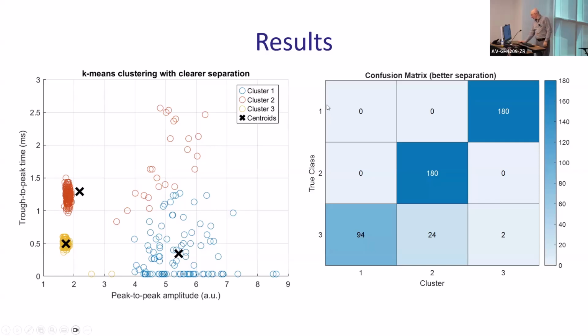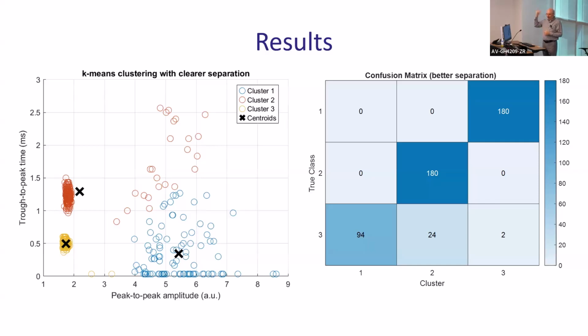And this is why we have that confusion matrix. Have you heard about confusion matrices? Who knows what a confusion matrix is? Okay, half of the class know what a confusion matrix is. I can explain what a confusion matrix is.